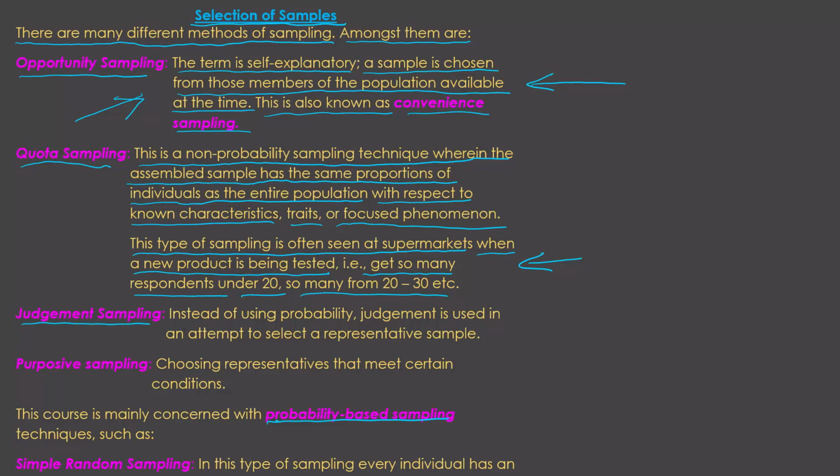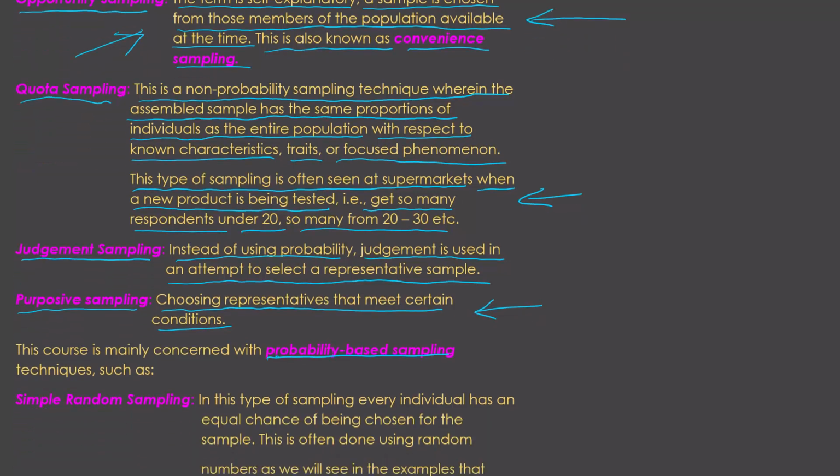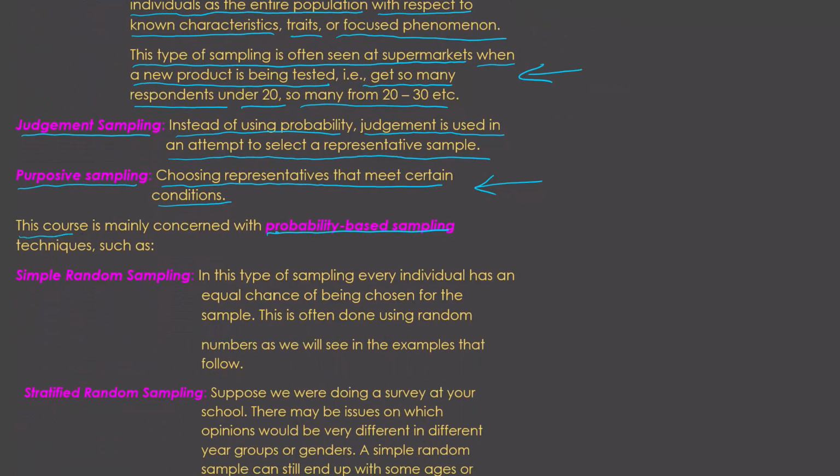Judgment sampling. Instead of using probability, judgment is used in an attempt to select a representative sample. Purposive sampling. Choosing representatives that meet certain conditions. For example, you might only want to get people who have shoulder-length hair. This course, however, is mainly concerned with probability-based sampling techniques, such as the following.